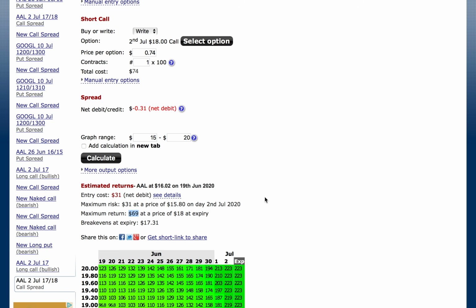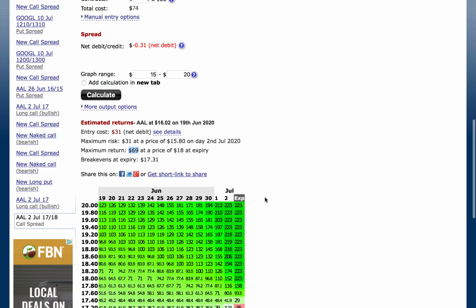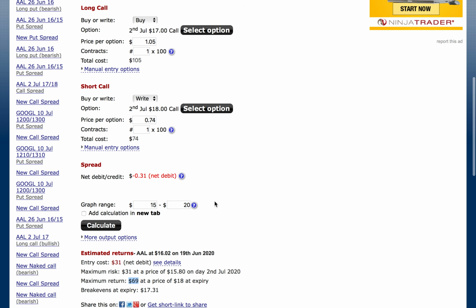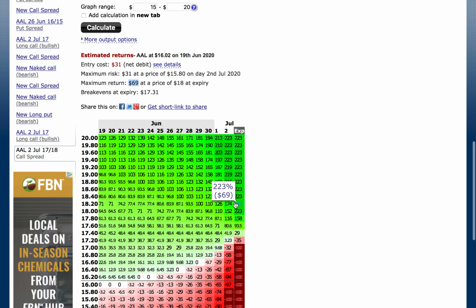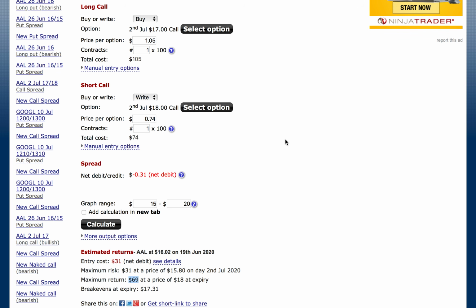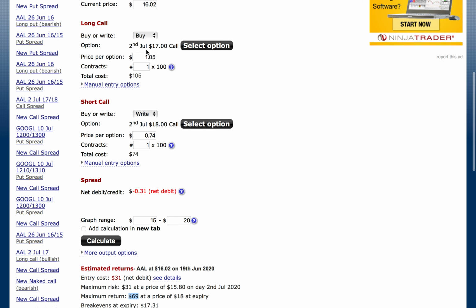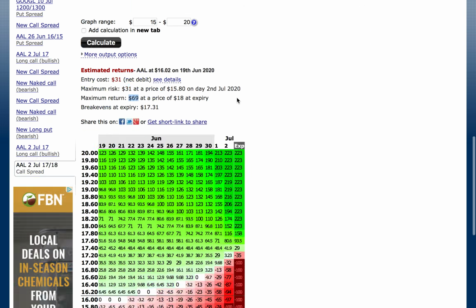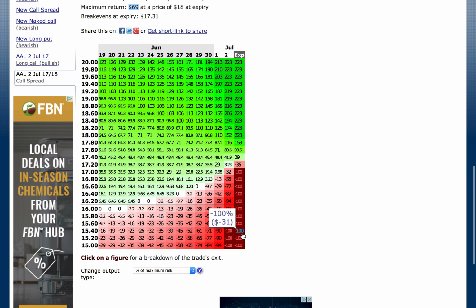So the best possible case scenario here, and what you would want to happen, is that the price of American Airlines ends up being above the strike price of the call that you sold. So if it's 18 or above, you're going to make the most that you can. The worst possible case scenario is that the price of American Airlines falls below the strike price of the call you bought, because at 17 or under, you're losing the most.